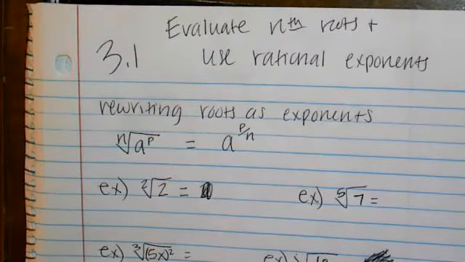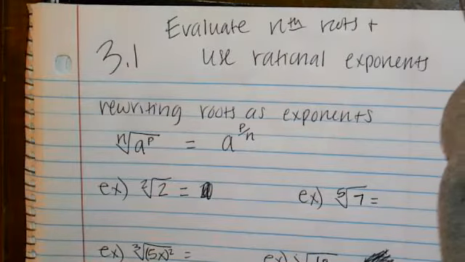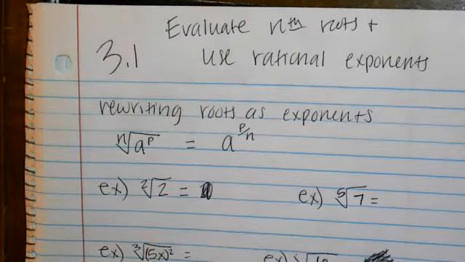Okay, so we are going into chapter 3 now. The first section is 3.1, evaluate nth roots and use rational exponents. Basically, what we're starting to do within this section is diving into a lot of different kinds of roots, or radicals is what we generally call them, other than just a typical square root.